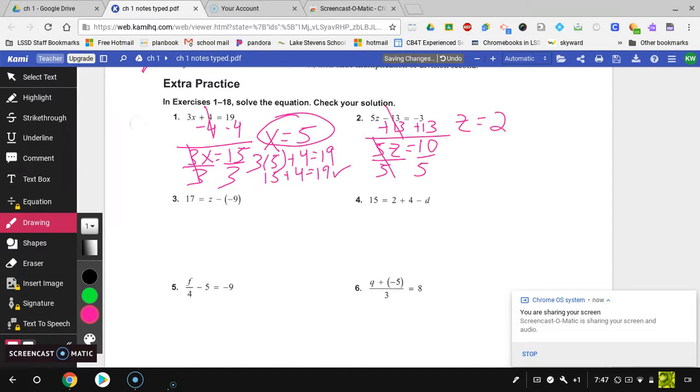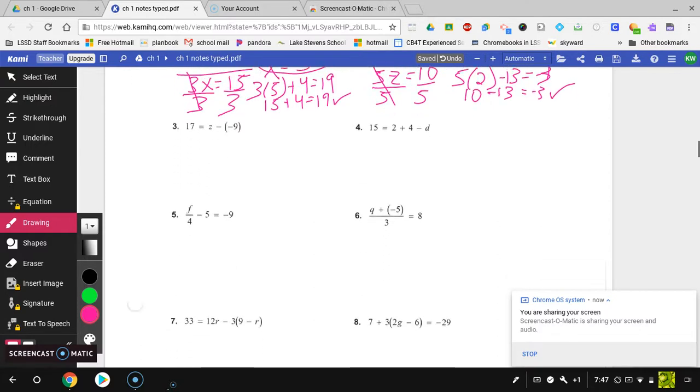Again, we can go back, check that answer by plugging it back in. So we take our original equation, but instead of a z, we're going to put what we found z to be, which is 2. All right, so we have 5 times 2, which is 10, minus 13. 10 minus 13 is, in fact, negative 3. So we know that z is equal to 2 is our correct answer.